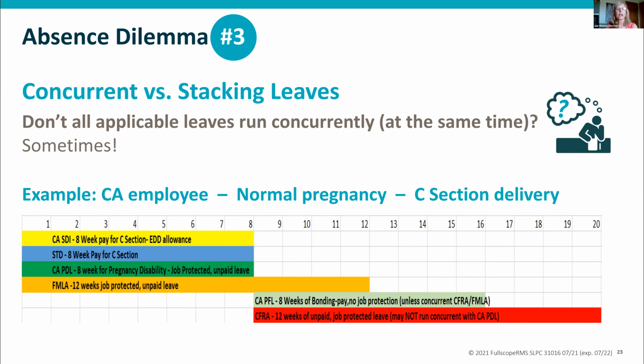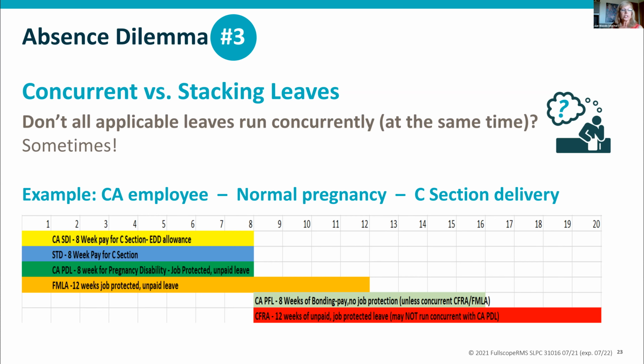This is an example, and it's very fact specific, so don't hold this to every scenario: a California employee who's pregnant and then has a C-section delivery. Under this scenario, we're going to assume that her doctor is going to certify that she is disabled for an 8-week period for that C-section delivery. There, as you can see, the first 4 leaves do run concurrently, which is the California state mandated SDI program, and there is an 8-week pay for a C-section. Then we're going to assume the employer has a private STD policy, and there's going to be an 8-week pay for the C-section under that policy as well.